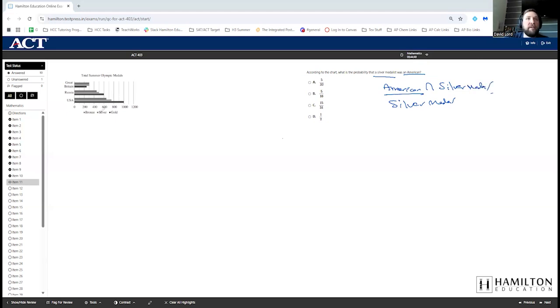So looking at the graph, the silver is the middle one, and that looks like 750 to me. So the top is 750, and we then have to divide by all those silver medals. So 750 for the Americans, and then Great Britain has 300, and Russia has 500. Okay, so then that's going to be 750 over, looks like 1550. So I'd look for something that's approximately half.